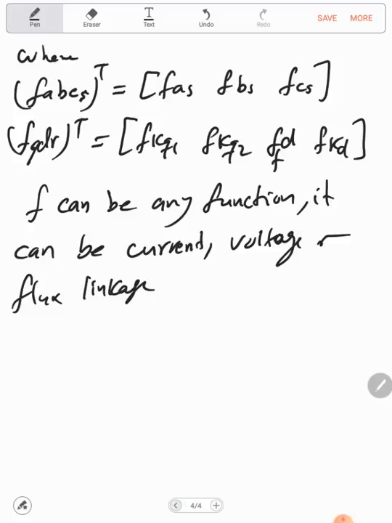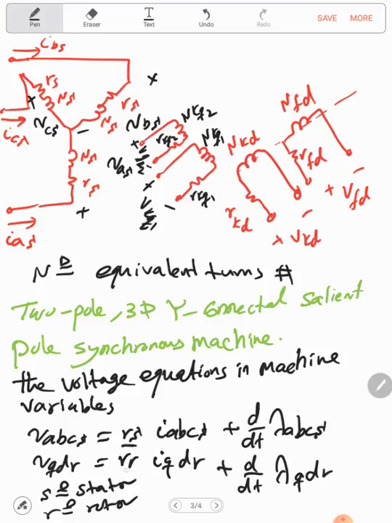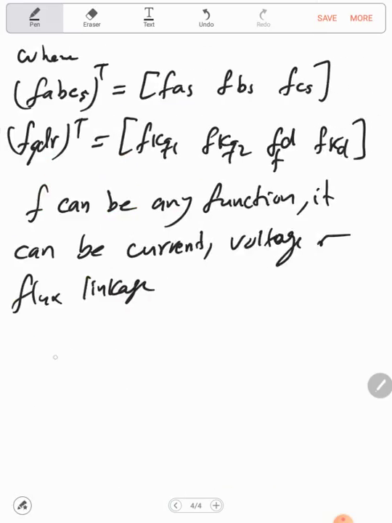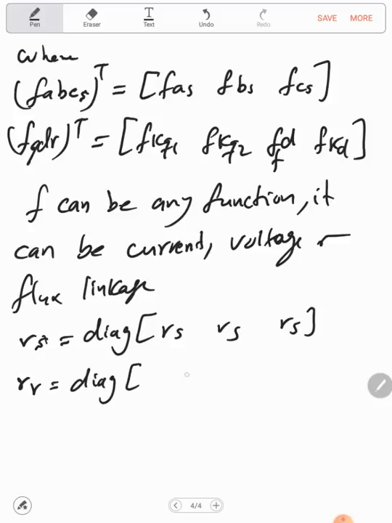Now this is RS and RR here. Now RS actually is a diagonal matrix, so we can write diagonal of RS, RS, RS, and RR is also a diagonal matrix, so this will be diagonal of RKQ1, RKQ2, RFD, and finally RKD.